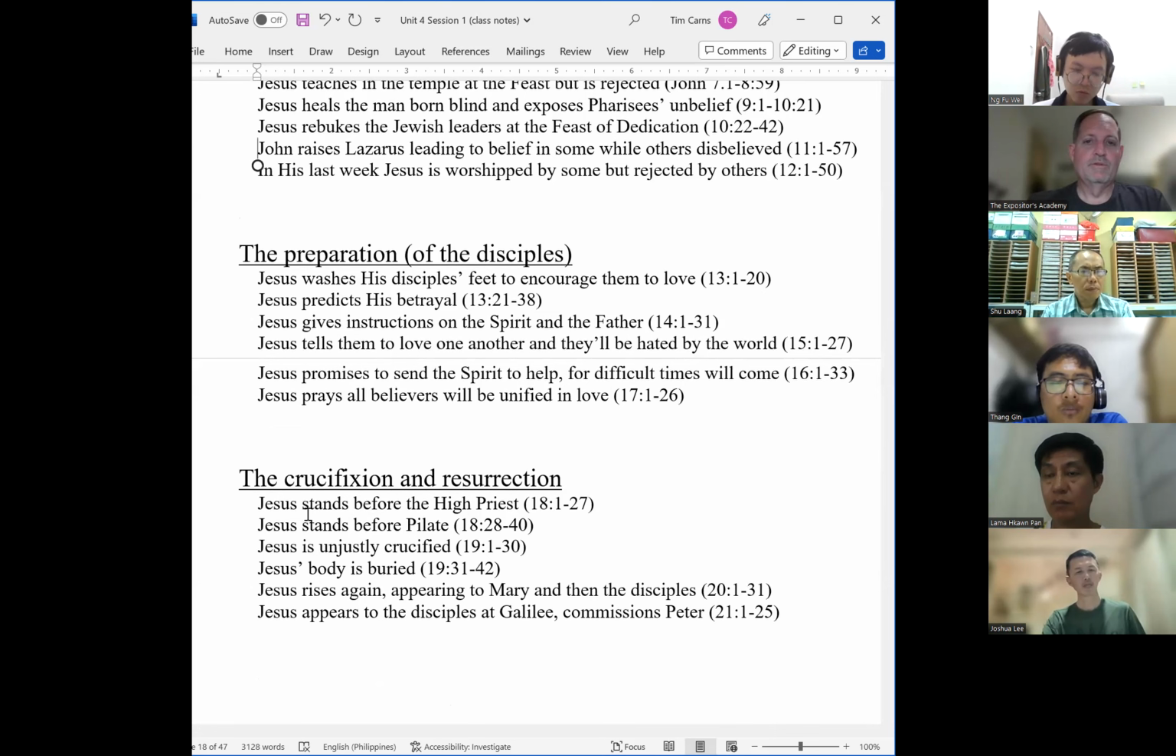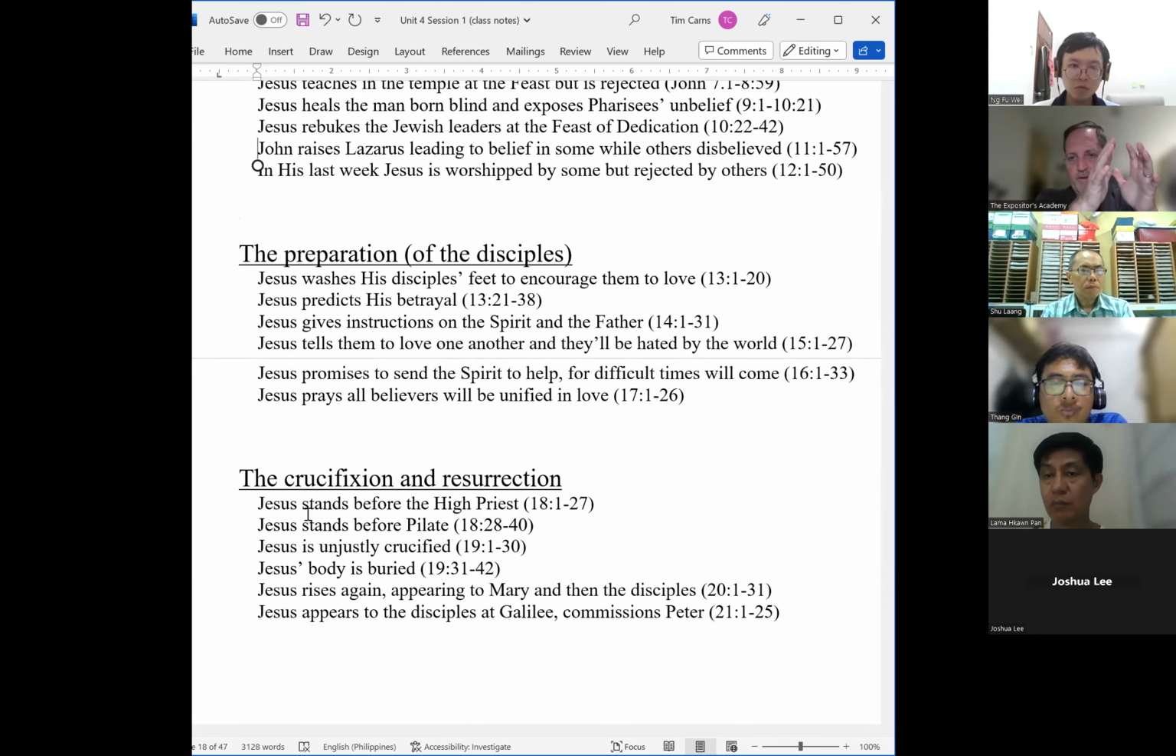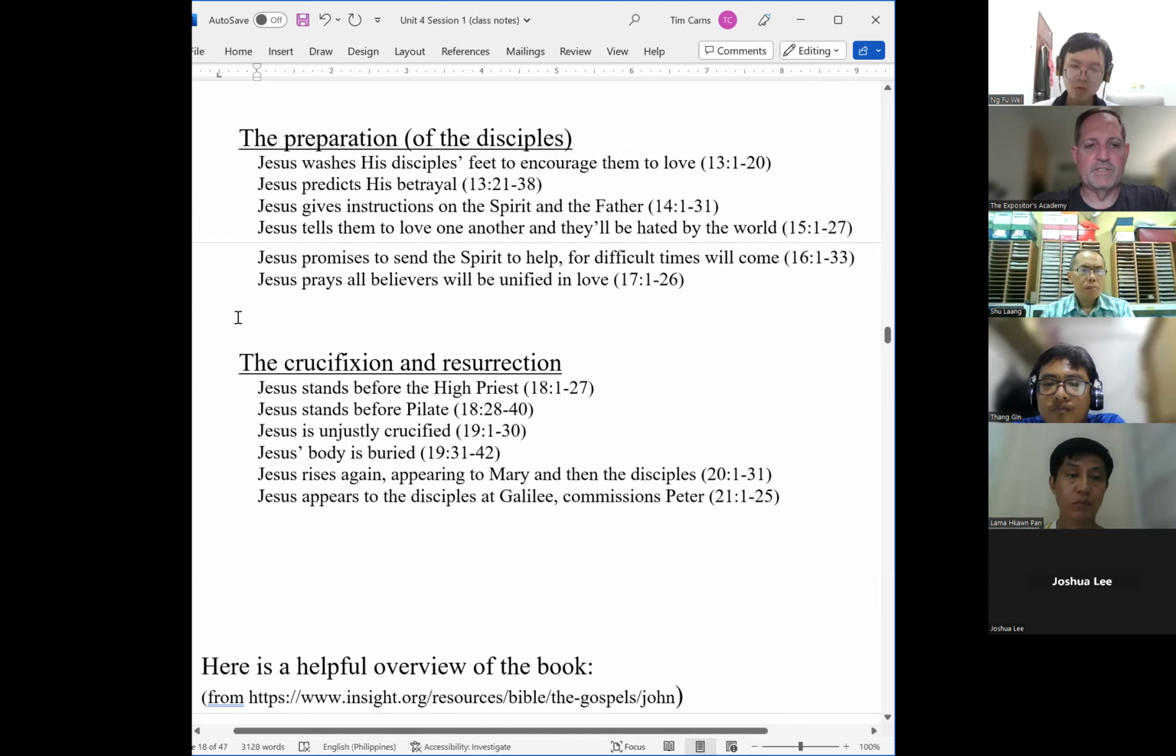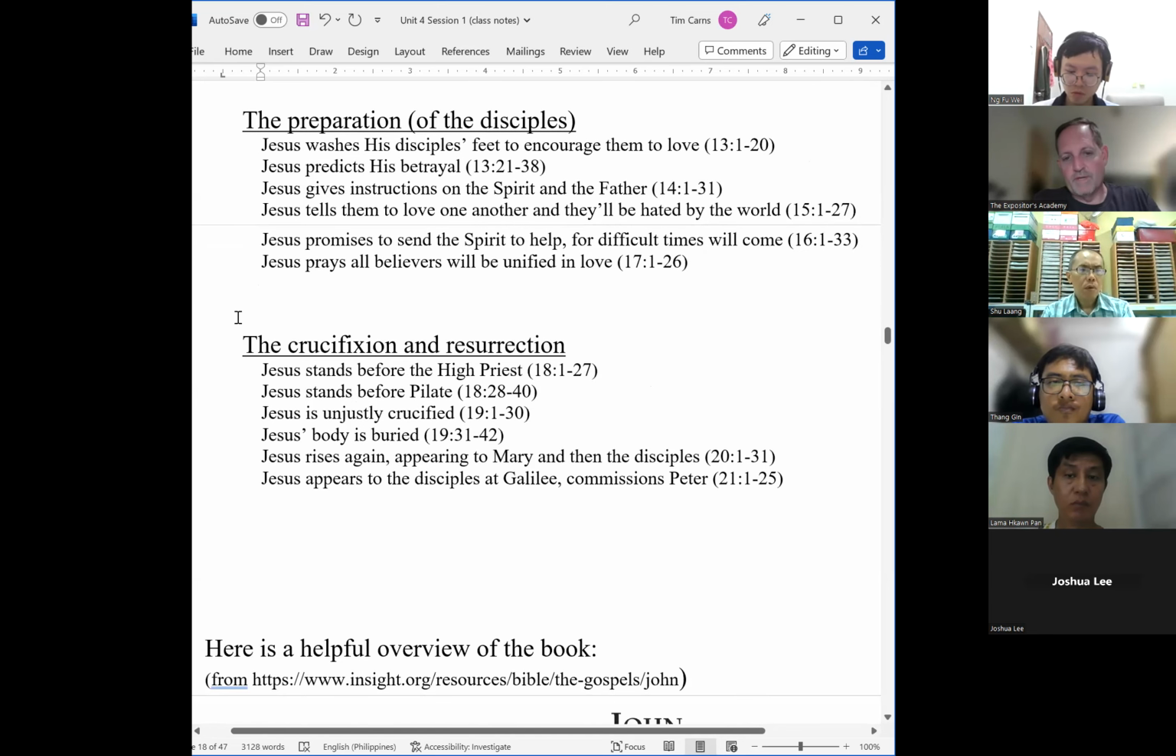All right. So you can see there's clear focus in sections of the book. The first part is the introduction. Then the first section focuses on the nature of belief. The second section on the nature of unbelief. And then the third section really gives attention to Jesus's time with his disciples. And then the last section is the crucifixion and the resurrection. And in each of these sections, there is a particular focus. And then I've identified each of the stories within those sections.